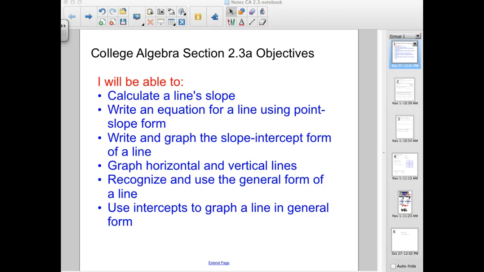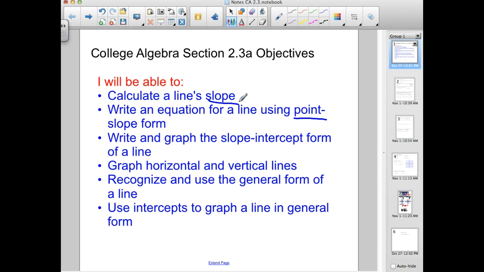All right, so college algebra notes for section 2.3. Our topics, we're going to calculate slope, a line's slope. We're going to look at several different equations. We've got point-slope form, slope-intercept form, and general form or standard form. We're going to look at all three of those and how we go back and forth between them and what are the pros and cons of each one. We are also going to look at graphing horizontal and vertical lines as well as graphing using intercepts. Okay?